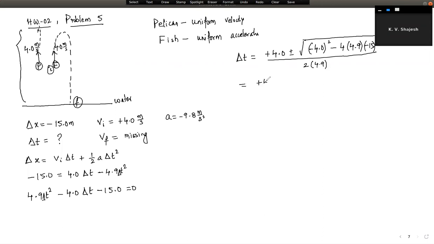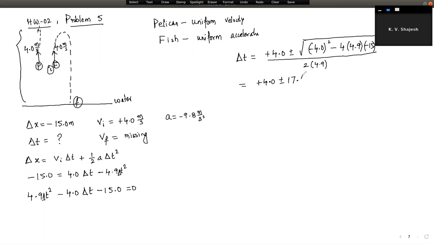That's equal to plus 4.0 plus or minus the square root of that quantity. It's positive, so 4 into 4.9 into 15, that's the second term there, which is positive, plus 16. 4 into 4 is 16. So it's plus 16. And we want to take the square root of that. So it's square root of 310, that's 17.6.